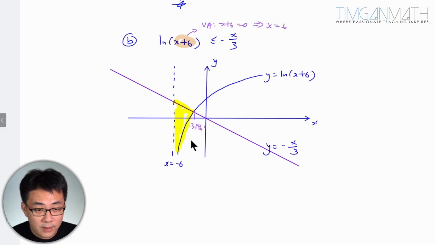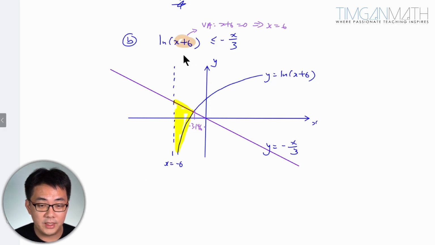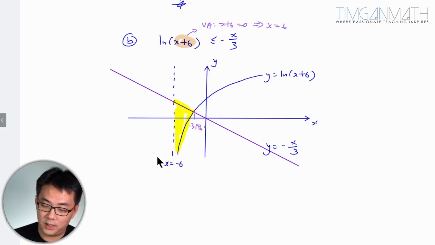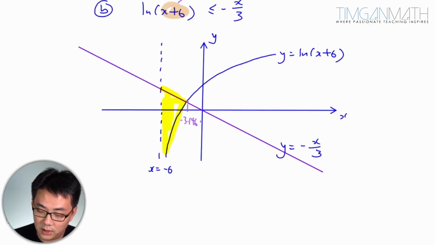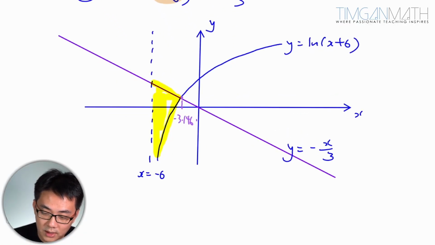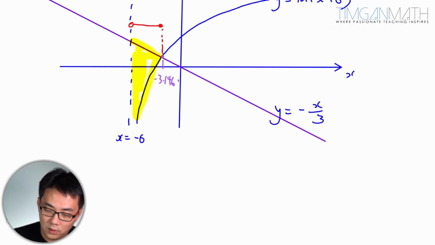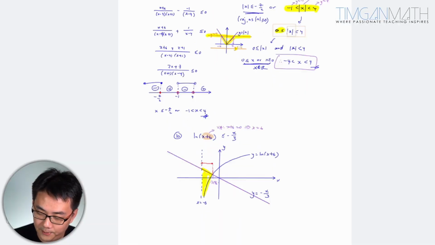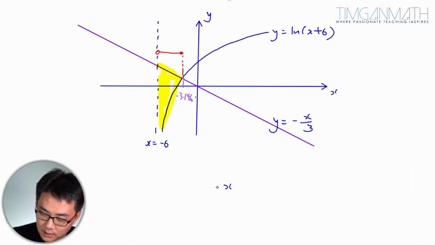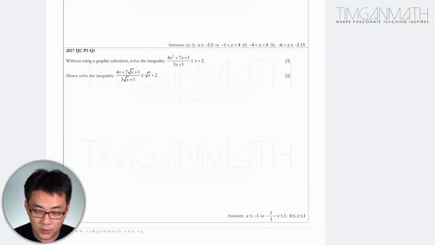You realize that a lot of times students forget about this asymptote here. This asymptote here is the one which kills students a lot. So what you want is your solution from here, not equal to negative 6, but equal to this point here. So the solution set is x bigger than negative 6 and less than or equal to negative 3.15 to 3SF. Don't need exact, so you can just leave it like that.